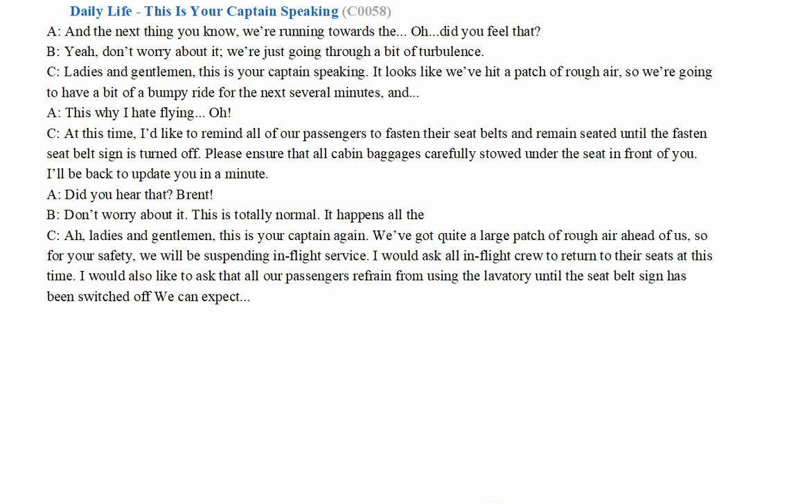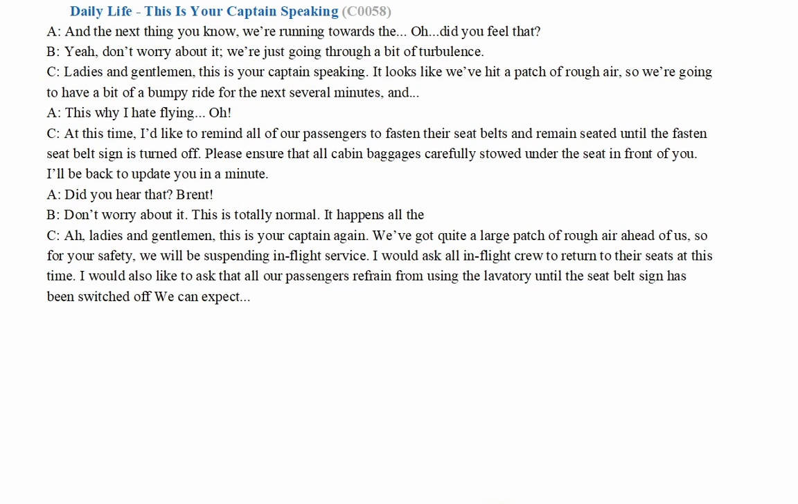Refrain from using the lavatory. Refrain from smoking. So refrain from. All right, some really great examples in Language Takeaway. And now let's take a look at Fluency Builder and see some of these great phrases.